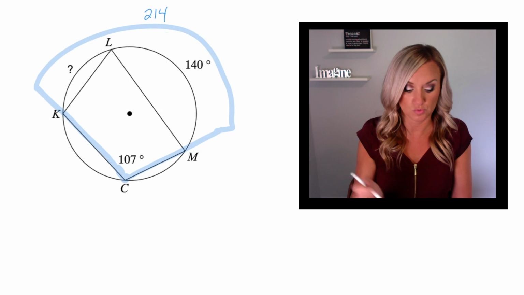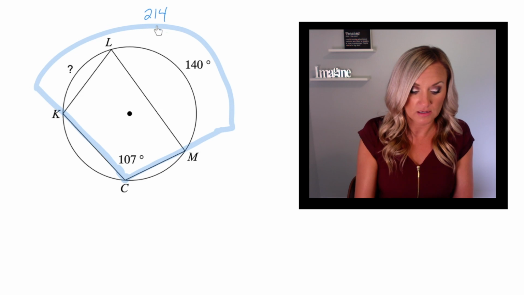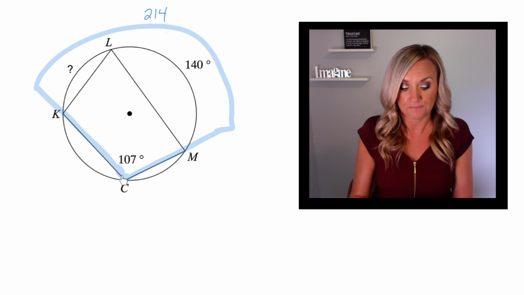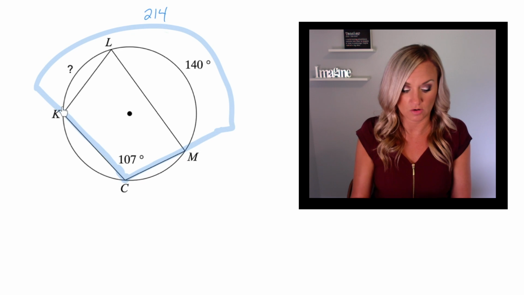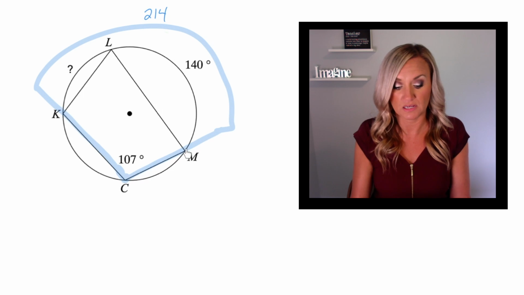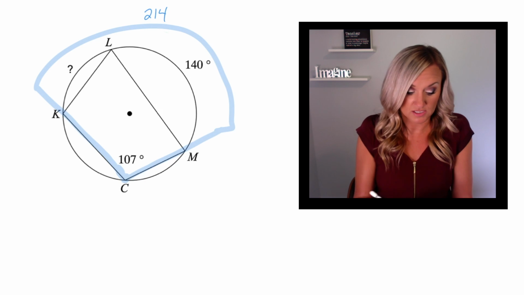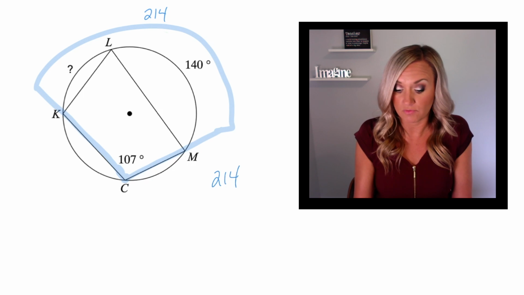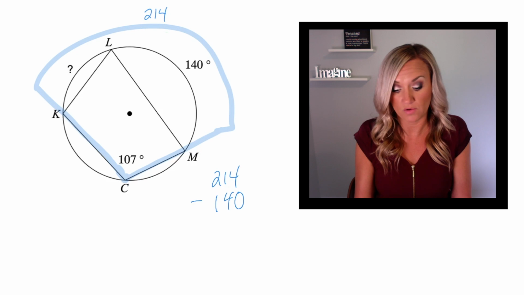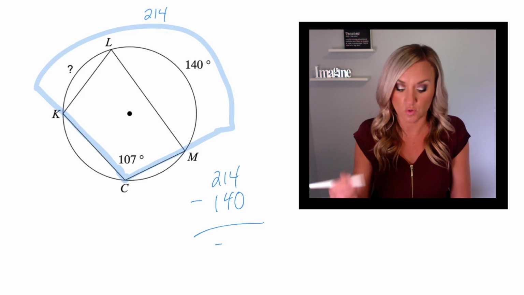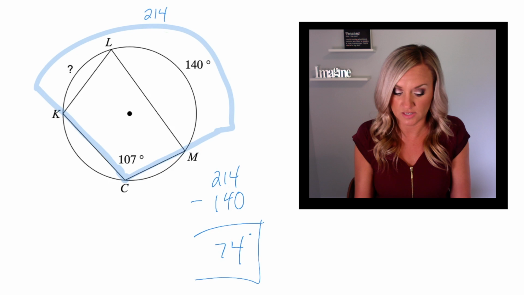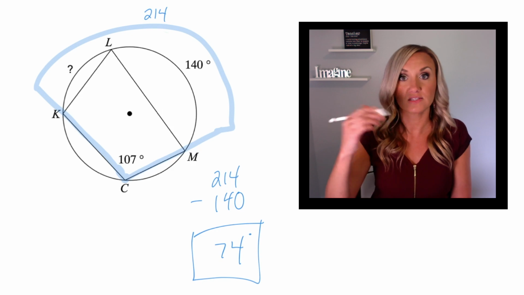All of that is 214 in between here and here, because we took our inscribed angle. And now this is the intercepted arc. This is the arc right here that's been intercepted by this angle. And so now it's 214. We need to solve for this question mark. So I'm just going to take the 214 and subtract out that 140, and that will give us what's left over, which is 74 degrees. And that is the arc of KL.